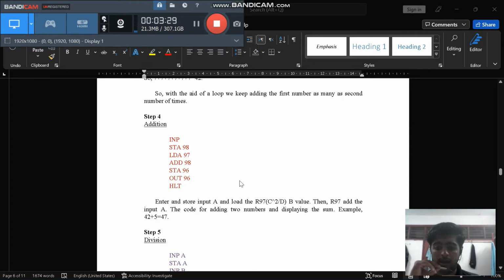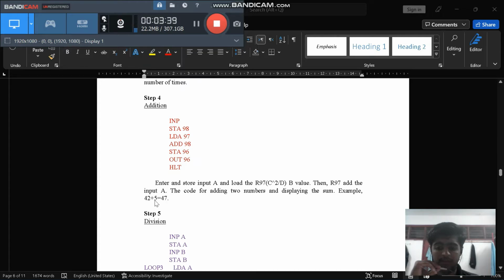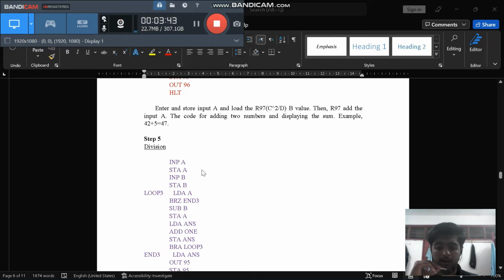Then the fourth process is the addition, which is the addition of a. First we input the data, the value of a, where our value of a is 5, and after we add it, which is 42 plus 5, we get 47 in the output data.